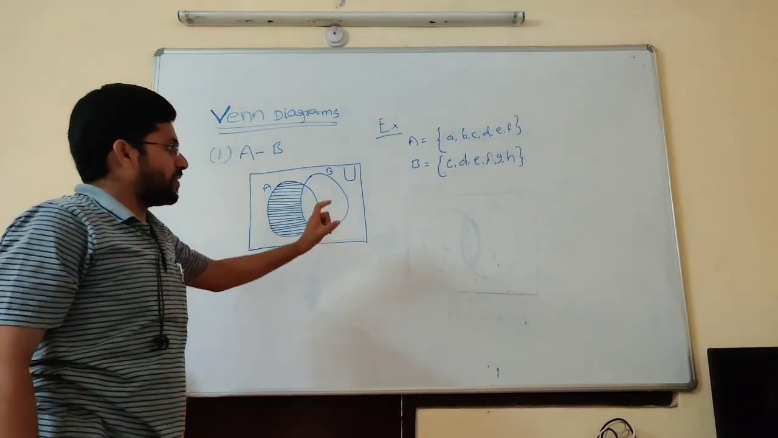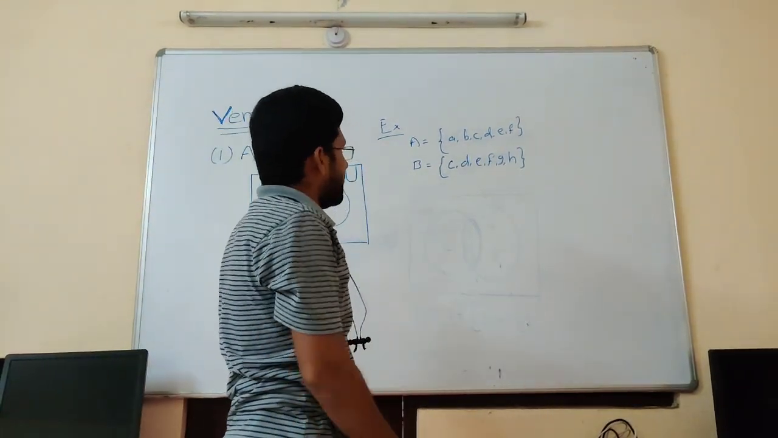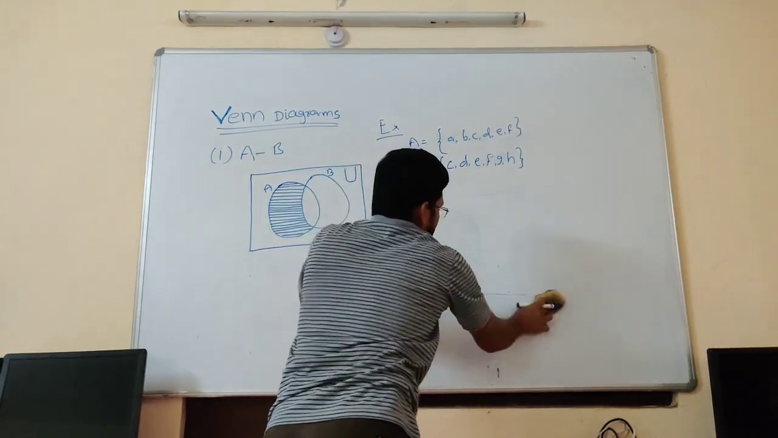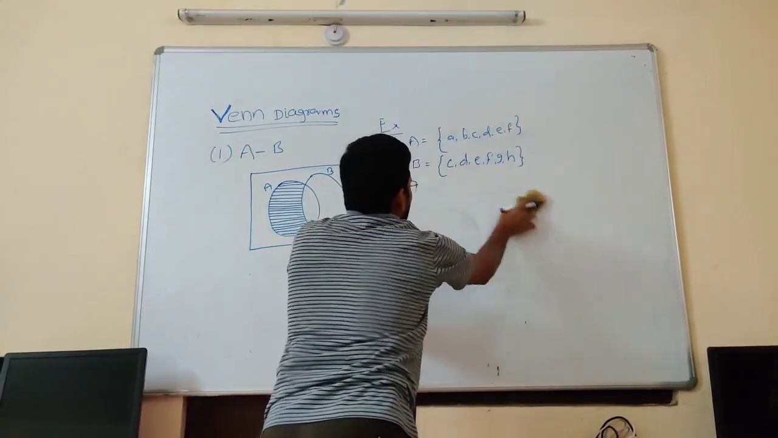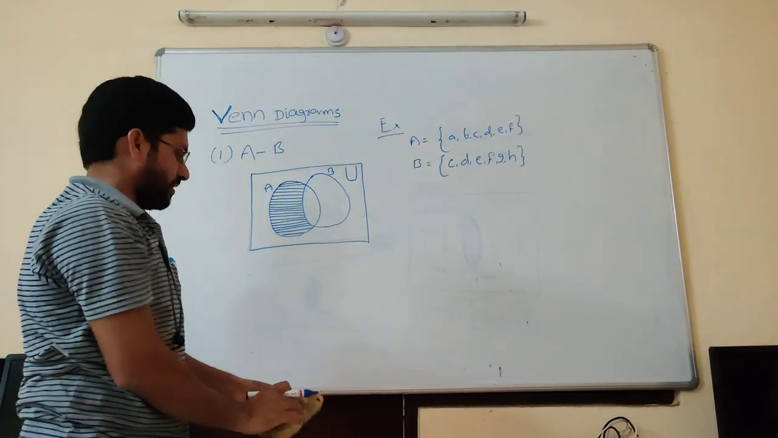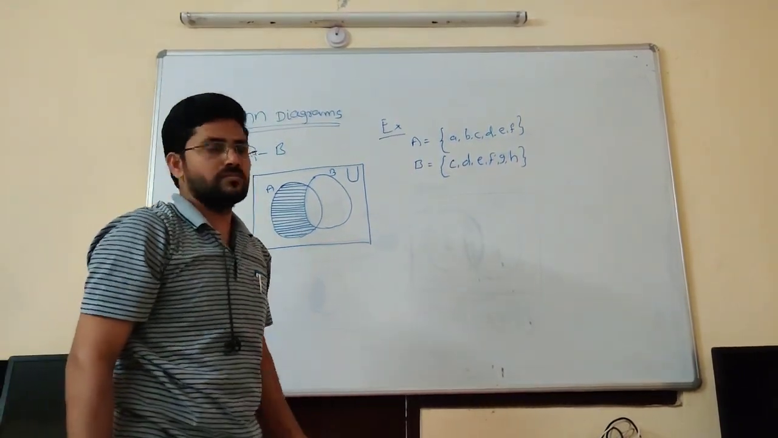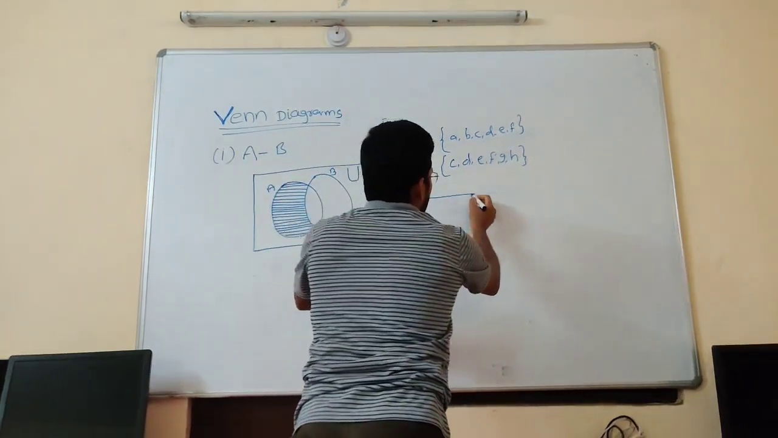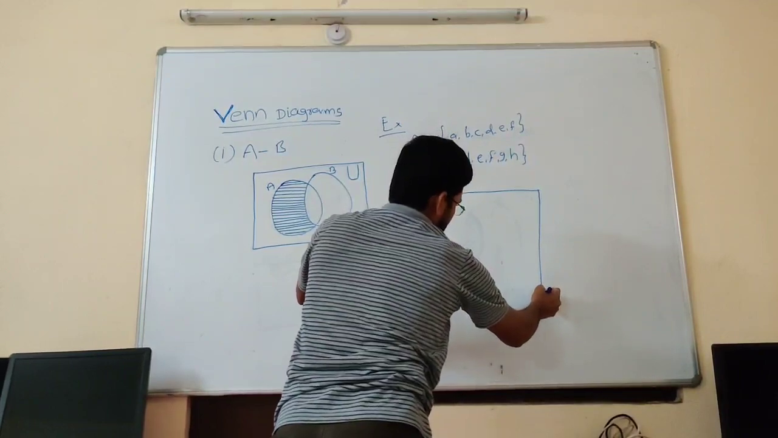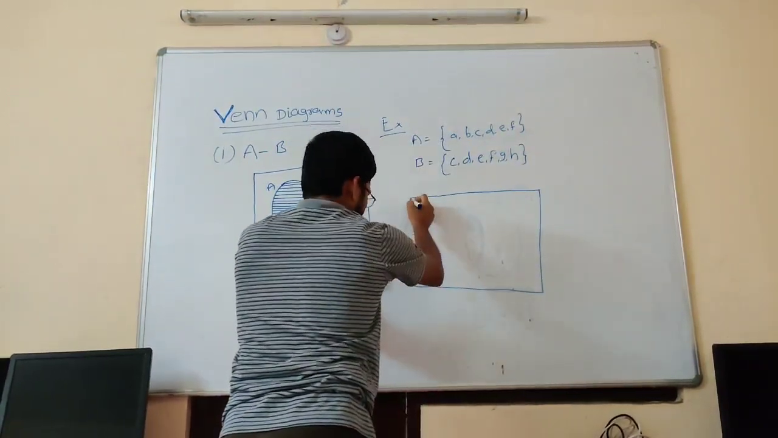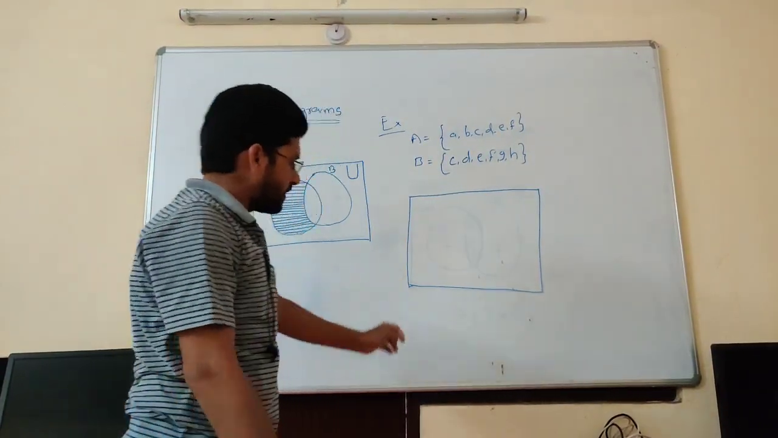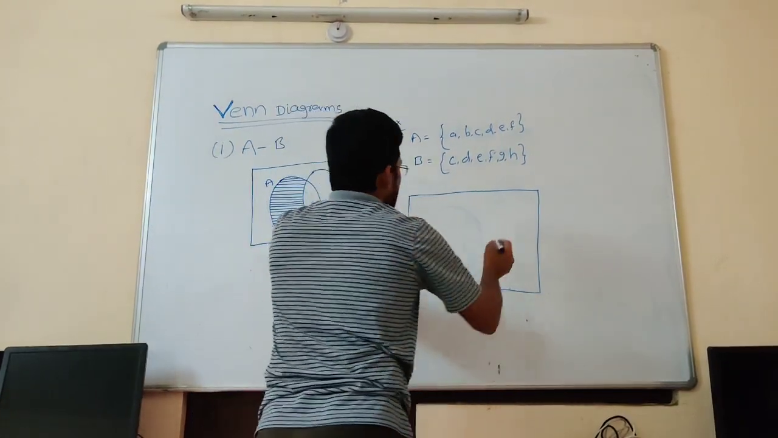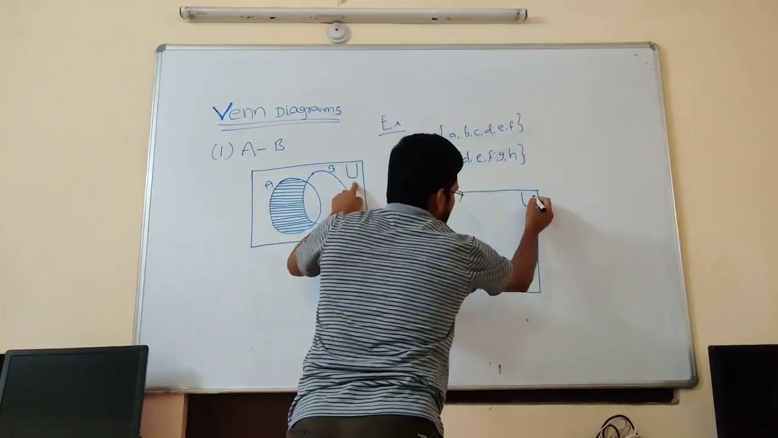Now this information we have to represent in a Venn diagram. So how to represent this information in a Venn diagram, and what is A minus B we have to find. A minus B. Now this is a universal set. You can represent it with a mu or capital U.